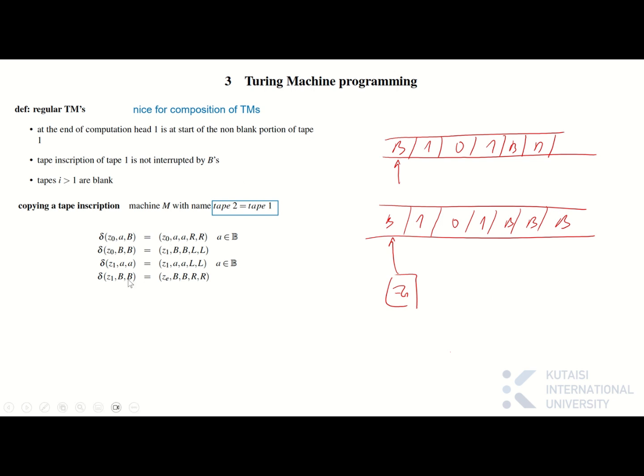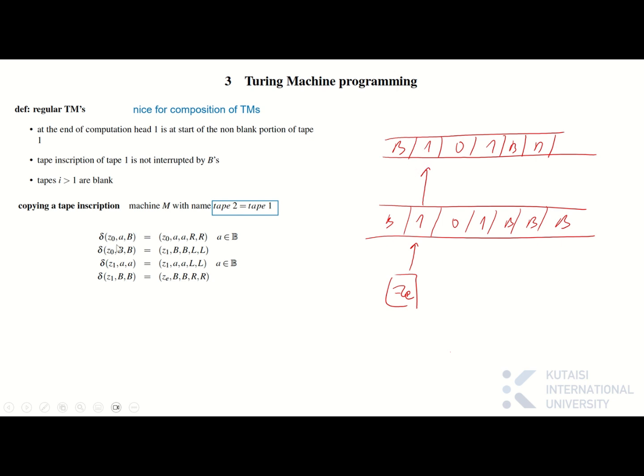And finally, once it reads blank, blank again, it's here. Then it goes to an accepting state and goes right. It's not completely regular in the sense that there is something written on both tapes. However, in the end, it's at the beginning of the inscription.